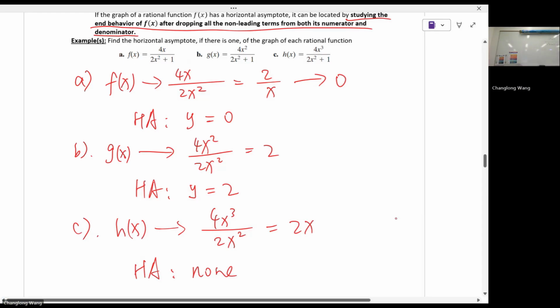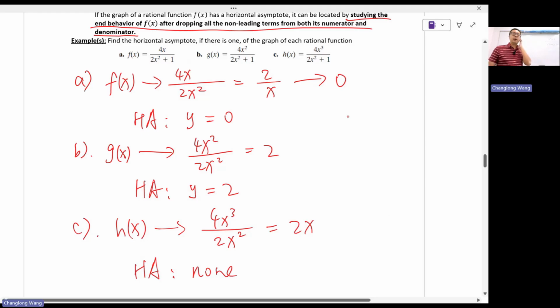But as you will see later, even though the function does not have an HA, it has something called a slant asymptote. The slant asymptote is a straight line, but it's not horizontal or vertical. It's inclined. It's a line that has a slope. You can probably see that the function behaves like a straight line when x is super large. And it might be beneficial to realize that when it comes to plotting or sketching the graph.